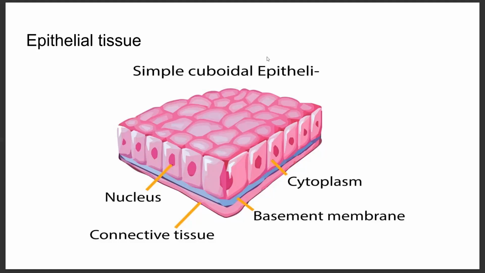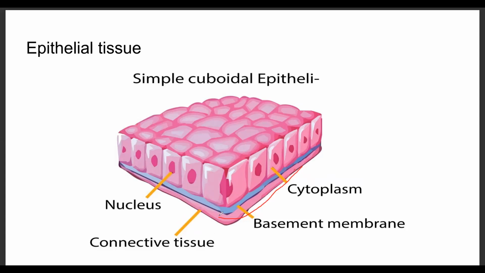Now you can see under the basement membrane, there is a connective tissue, right? This part. So this connective tissue provides the oxygen and nutrients required for this epithelial tissue, right? Now in the textbook, they have given three major functions: protection, secretion, and absorption, right?